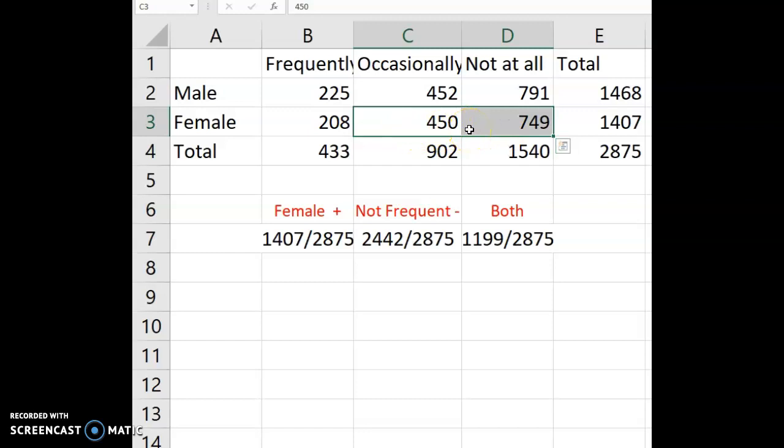in a column here besides the frequently involved column. So if we add those two together and put that result over the total, that would be the probability of someone being both female and not frequently involved. So as we reduce this down, we will get the probability, the OR probability that we're looking for.